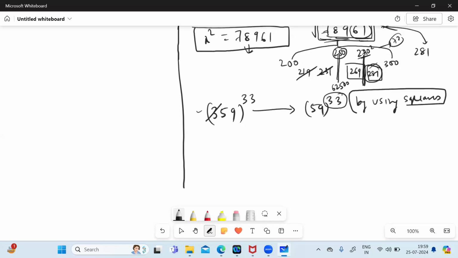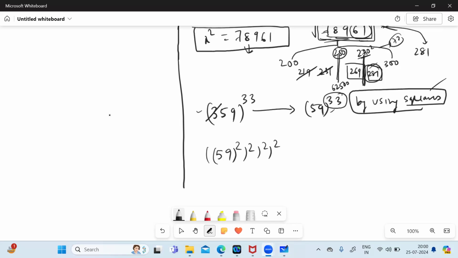Why? Because we know how to find the last two digits of any square. So to reach this 33, I will start squaring 59. With every square, everybody knows what happens when we square it. How much power does 59 have now? Anyone?